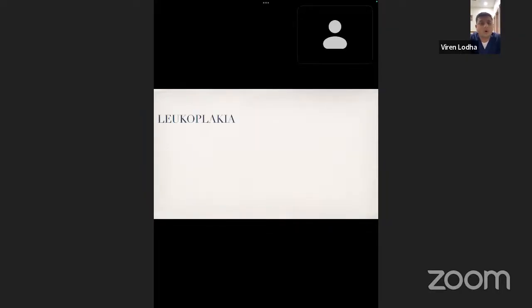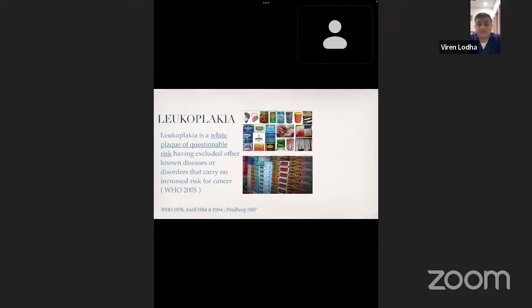Leukoplakia. What is leukoplakia? Leukoplakia is a white plaque of questionable risk, having excluded other known diseases or disorders that carry no increased risk for cancer. This definition itself underwent many changes as given by WHO, Axell, and Pindborg. The established etiological factor is the use of tobacco, and hence our treatments revolve around cessation of the habit. And we have inherited the idea that leukoplakia is reversible.